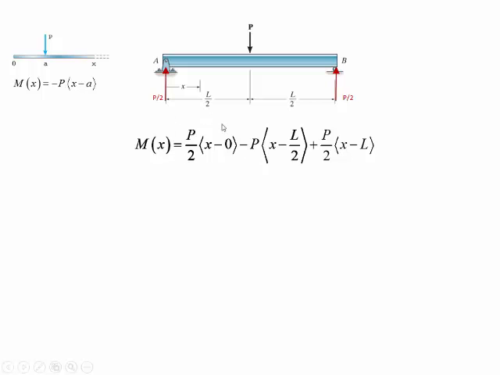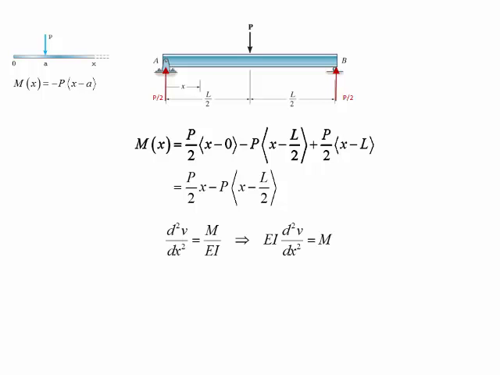Now, if we look at the first term here, again, all the x's in the beam are going to be greater than or equal to 0. So when we evaluate the function, it would always be x minus 0, which means that we could just write it as x. So the simplified equation for the bending moment would be P over 2 times x, minus the second term, which is P times the Macaulay function of x minus L over 2. So we have an equation for the bending moment throughout the beam.